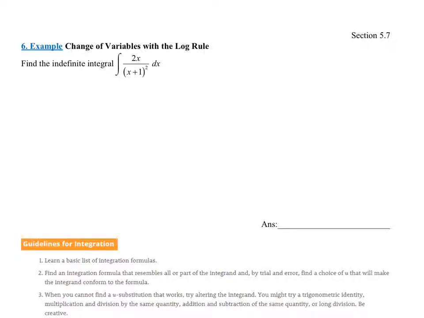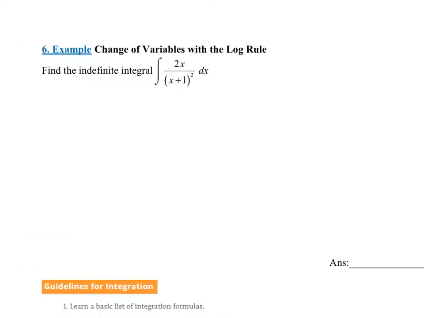Okay, let's look at example 6 here. It says find the indefinite integral, which is the integral of 2x over (x plus 1) quantity squared with respect to x. Again, here we do have kind of the same power here, but not really, because we do square this out. If you square this out, let me show you what this would look like. This would be the integral of 2x over, well, if I FOILed that out, it'd be x squared plus 2x plus 1. And this is with respect to x, right?